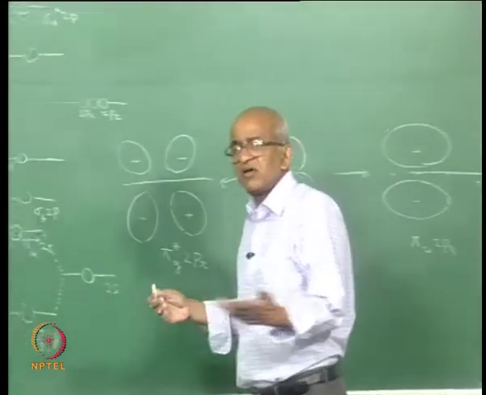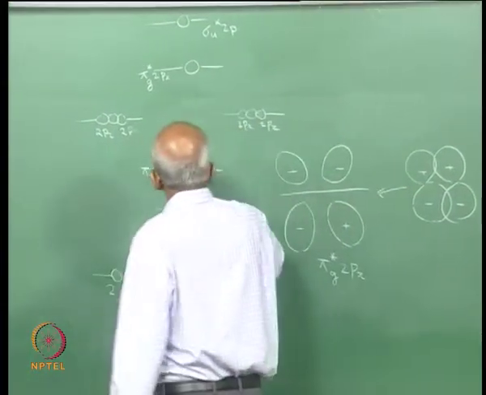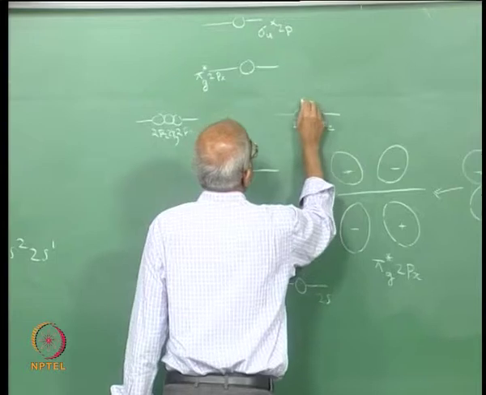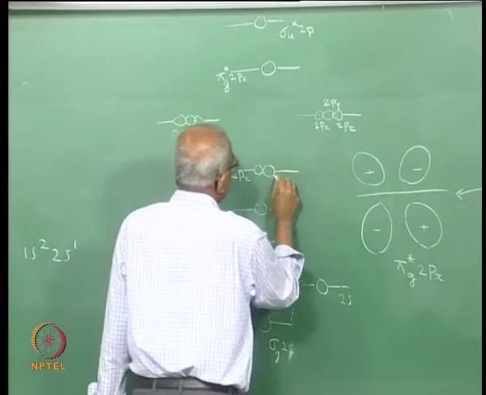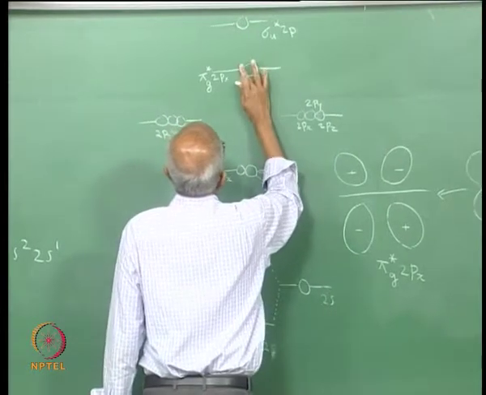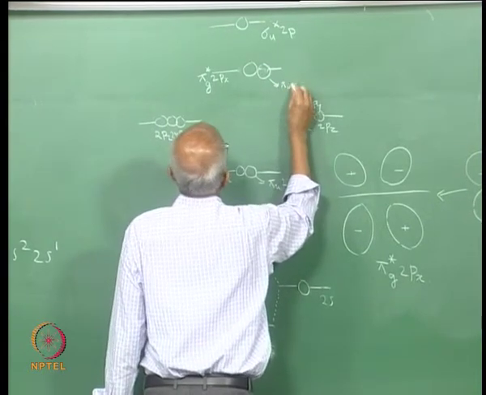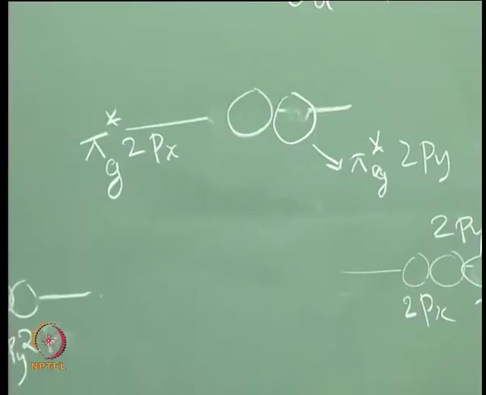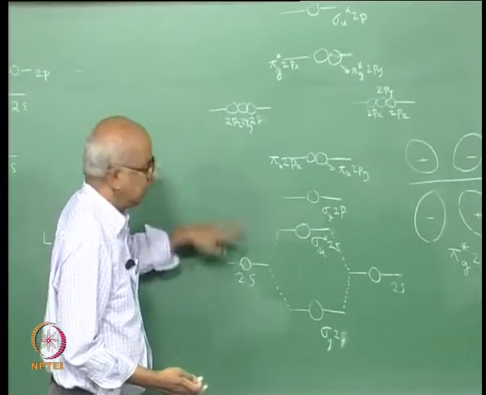Further, they will have precisely the same energy as these orbitals. So from the combining together of 2py here with the 2py there, you will get one more orbital having precisely the same energy as this. This is my pi u 2py, and here again you will get one more orbital, and that will be pi g star 2py.